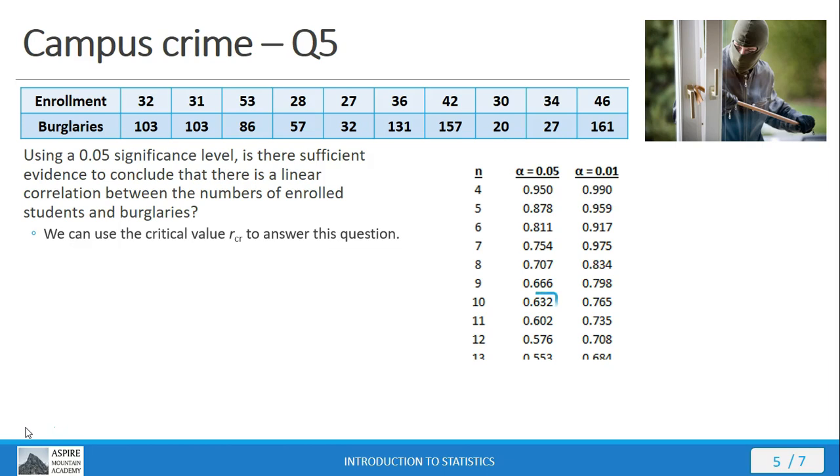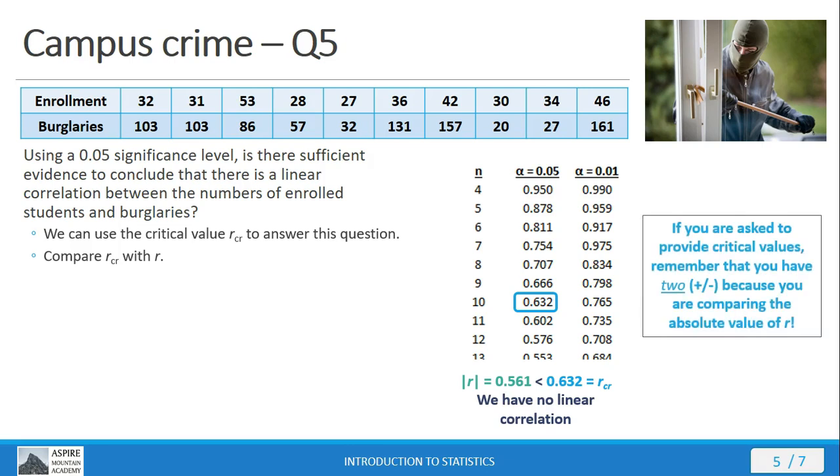So when you match those two up, you're going to get 0.632. 10 pairs of data, 5% significance level. That's where those two cross over. So there's our critical value that we'll use. And then we just compare that with the R value we get from the data. And the R value we get from the data is not quite high enough to get over that threshold. Therefore, we do not clear the bar. And therefore, we do not have linear correlation.